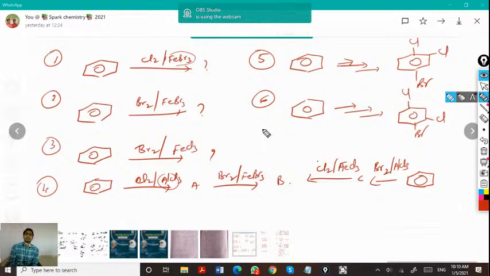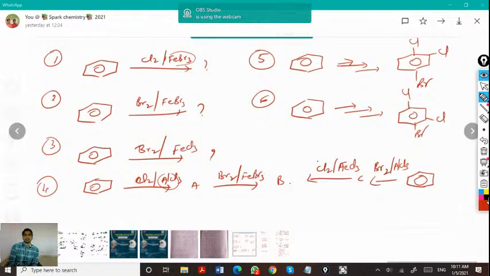Okay. So in the last class we discussed halogenation and nitration. Based on that I have given the workouts, so we're going to begin with the workouts. Later on we'll see some more examples and some more electrophilic substitution reactions which are very important for the examinations.